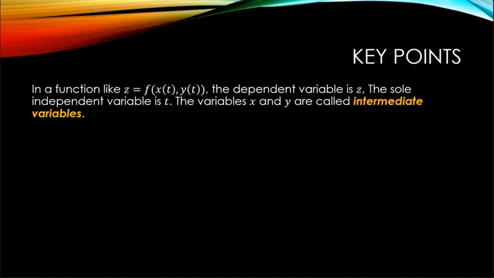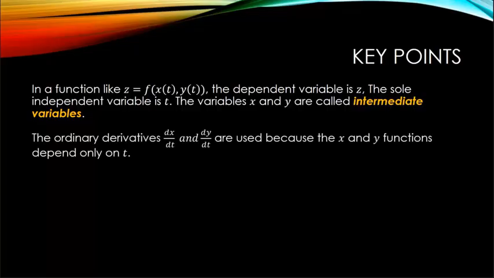A function like z = f(x(t), y(t)) is a function where my dependent variable is z. The sole independent variable is t, and the variables x and y are called the intermediate variables. I have to go from z through x and y to get to t. The ordinary derivatives dx/dt and dy/dt are used because x and y depend only on t.